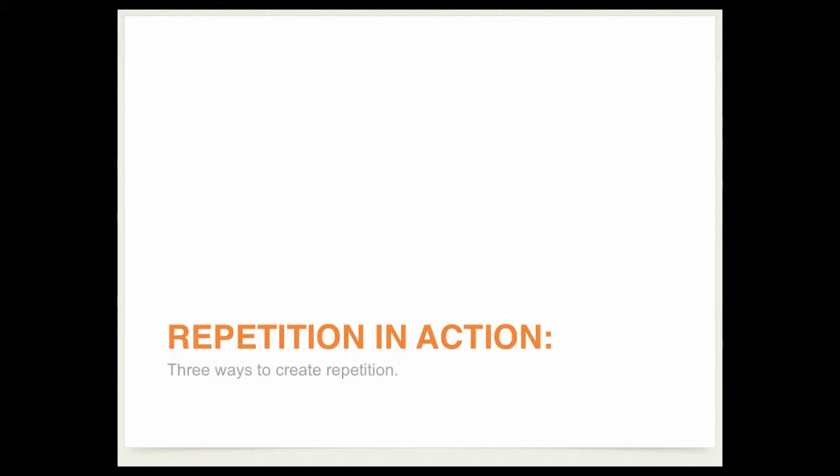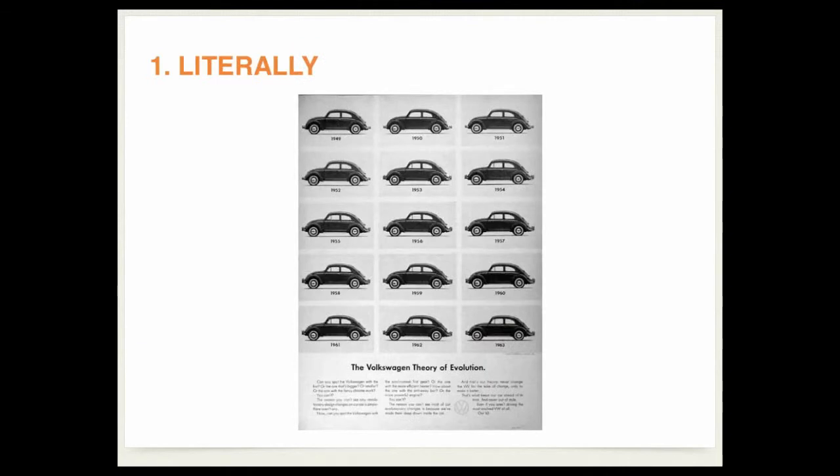Okay, let's take a look at repetition in action. There are 3 ways to create repetition. First, literally. Take a look at this VW ad. What they're doing is repeating the same Beetle design over and over from 1949 to 1963. That's the literal sense of repetition. They're repeating the same thing, saying that their cars can remain the same for 14 years, and they're still going to have the same familiarity, the same great build quality of Volkswagen.